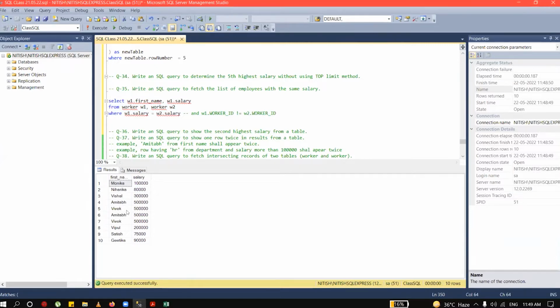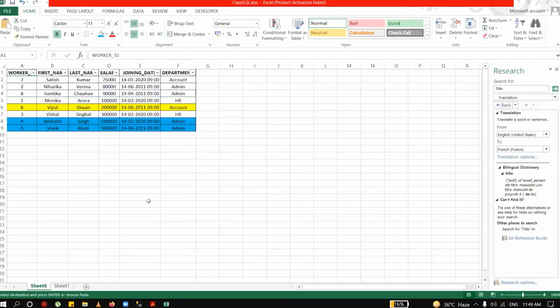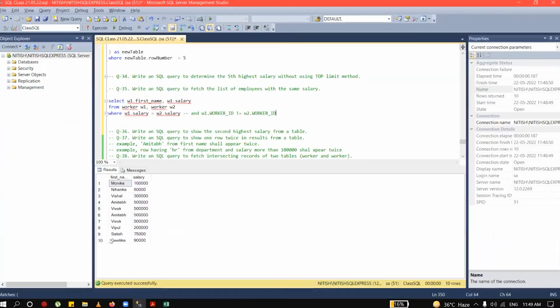And Amitabh, you can see it's appearing twice, because the Amitabh salary is repeated twice. So wherever it is repeated twice, they are showing two times over here. So you can see Amitabh, Vivek, Amitabh, Vivek. Out of the 8 records, these two are repeated again.